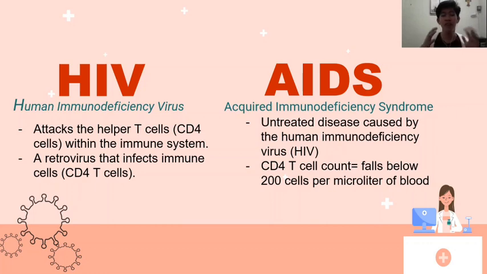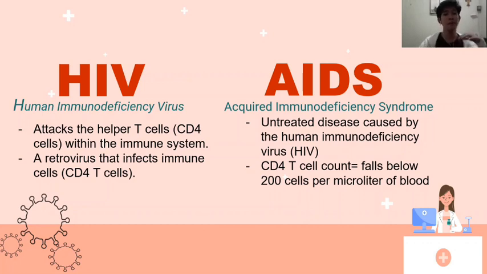And if it's left untreated, HIV can further progress into AIDS, or acquired immunodeficiency syndrome, in which the person can be diagnosed with AIDS if their CD4 T cell count falls below 200 cells per microliter of blood. And the normal CD4 T cell count of our body is 500 to 1,500 cells per microliter of blood.